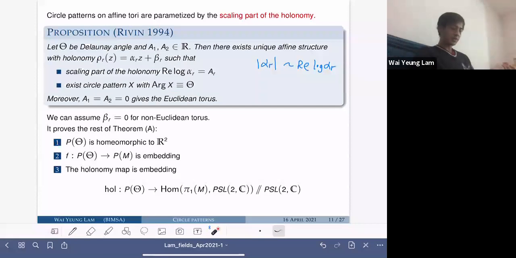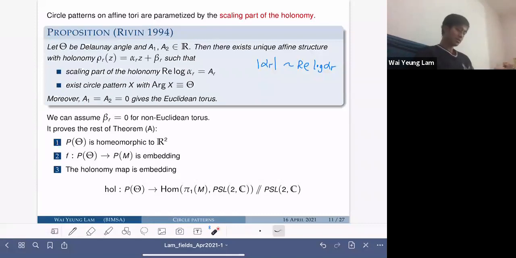And then it turns out, if A1, A2 are both zero, then these are all equal to one. So you could just get translation, and in that case, you get the Euclidean torus. Okay, so this is a result by Riemann. The way he did it is by looking at this variational argument, a variational method to do this.